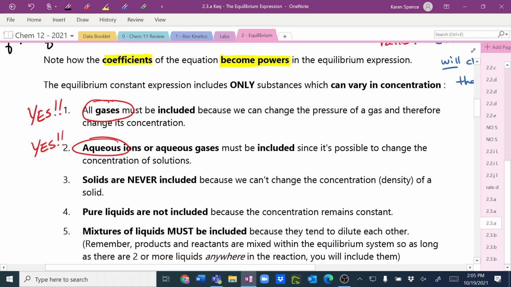Can you change the concentration of a solid? No, so we do not include them. If you have a bigger volume of solid, you also have more moles, so the moles per liter remains the same, okay? So no to solids.